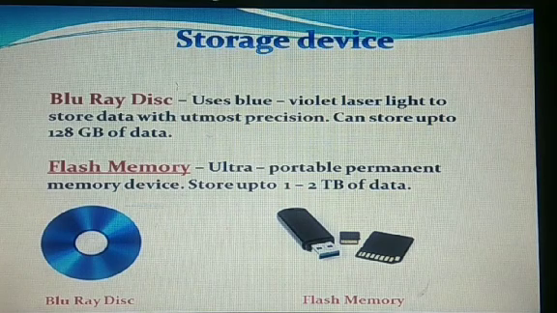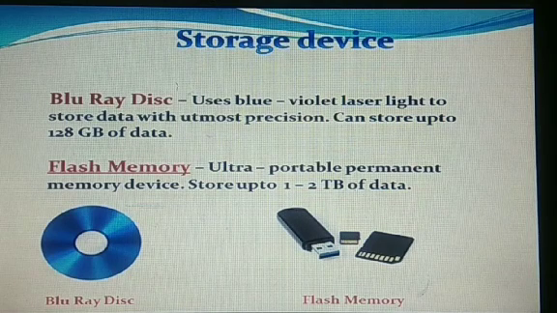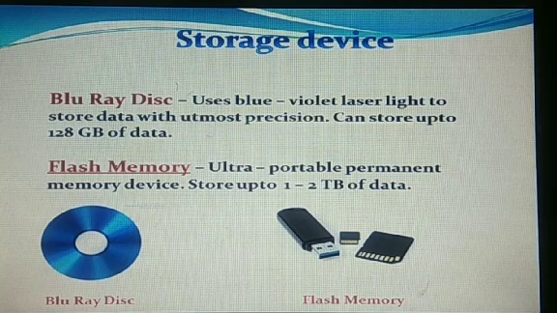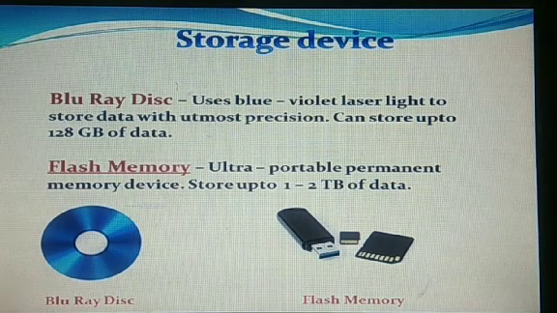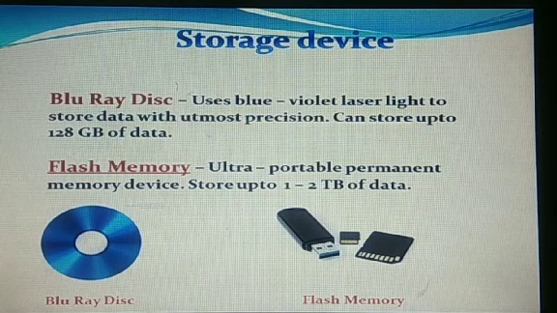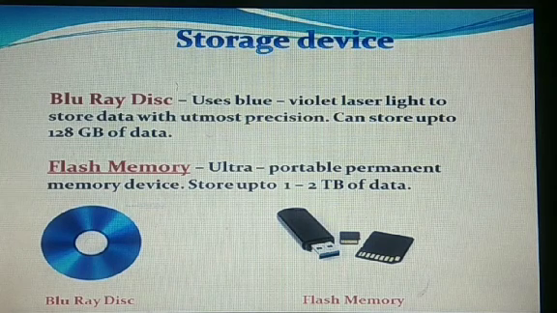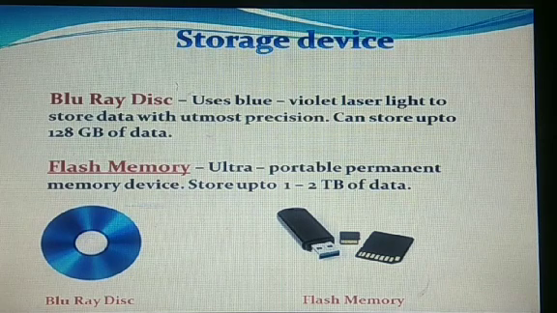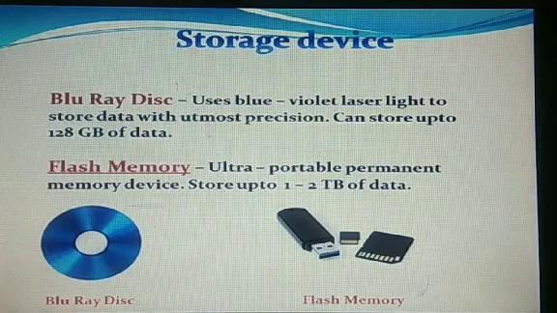Then we have different flash memories like pen drives or memory chips. These are portable devices. Portability means we can take the thing from one place to another. They are very small, so they can be taken from one place to another. They are permanent storage devices. You can now store up to 1 to 2 terabytes of data onto a flash memory.